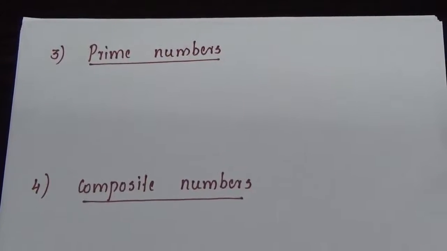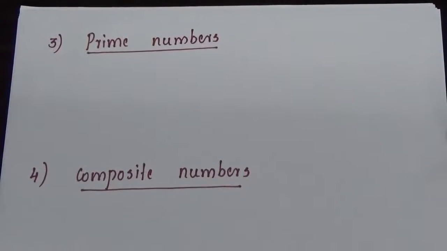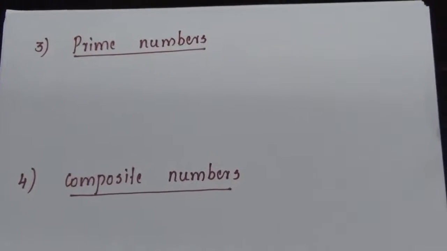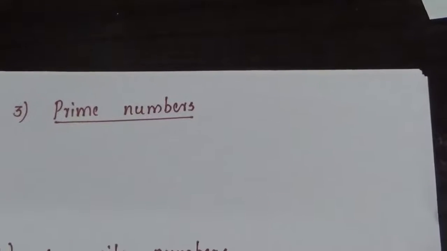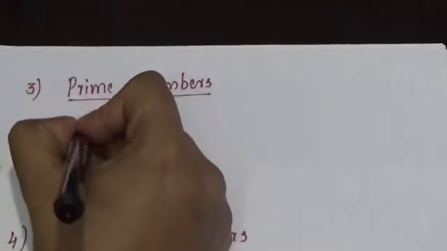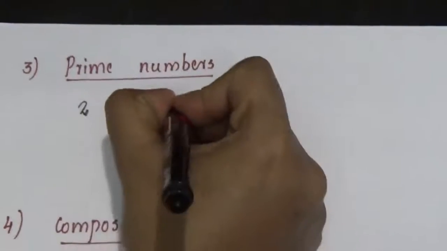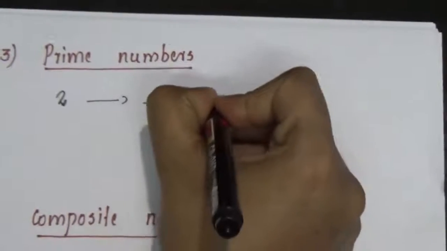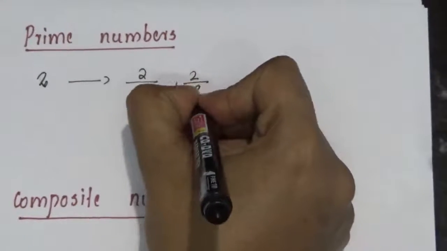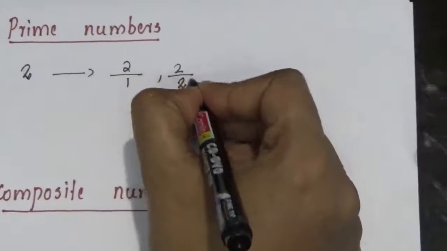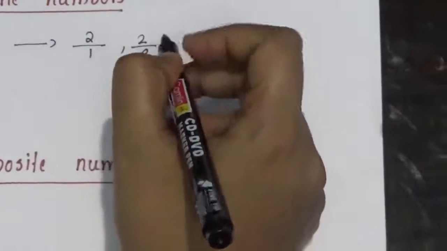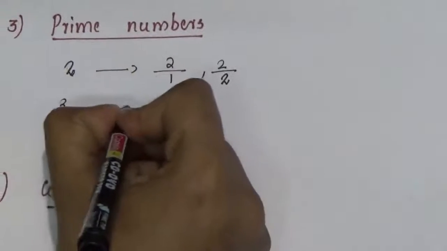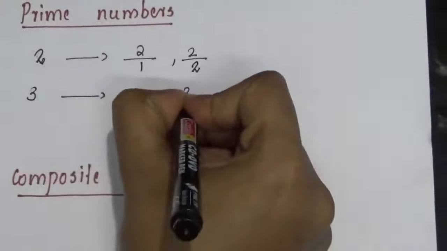Now we have the classification of numbers: prime numbers and composite numbers. So first, what is a prime number? A number other than 1 is called a prime number if it is divisible by 1 and itself only. For example, 2. You can see that 2 is divisible by 1 and divisible by 2, because 2 by 1 is 2, 2 by 2 is 1. Now 3. 3 is divisible by 1 and by itself.